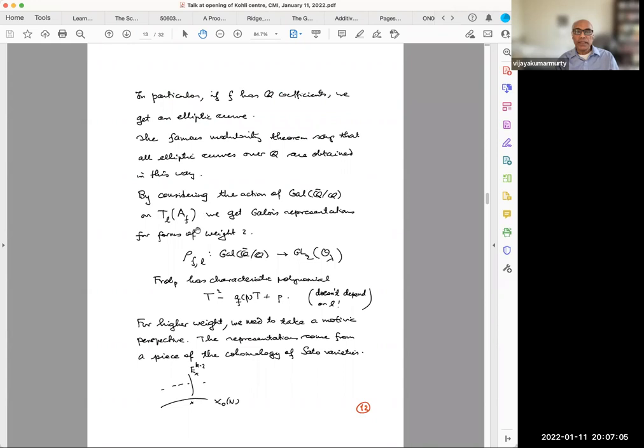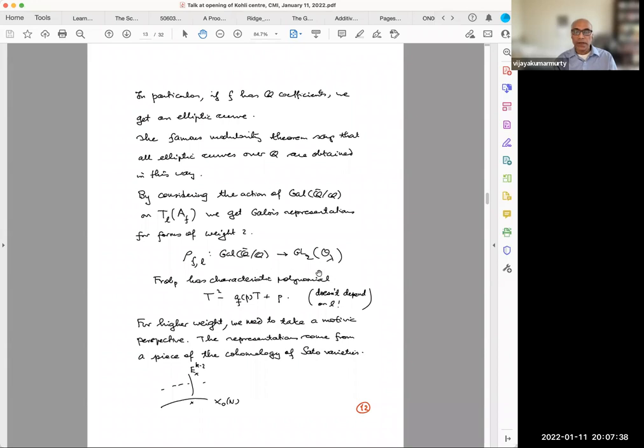Now, when you have an abelian variety, you can consider points of l-power order on it, torsion points, which are killed by a power of a prime. That gives rise to something called the Tate module. There's a natural action of the Galois group on this Tate module. And this is how you get Galois representations associated to modular forms of weight two.